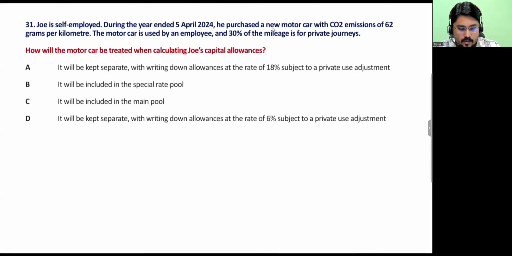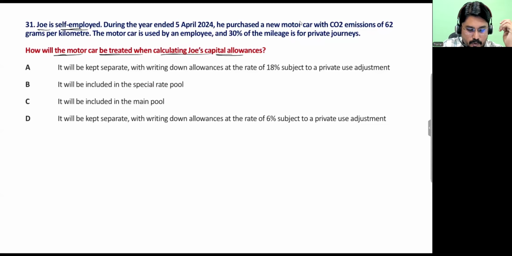Okay. Another question. It's a general question, not linked to any scenario. Please don't take it easy. Although it's easy, there are some tricks involved, so you need to answer appropriately. How will the motor car be treated when calculating Joe's capital allowances?